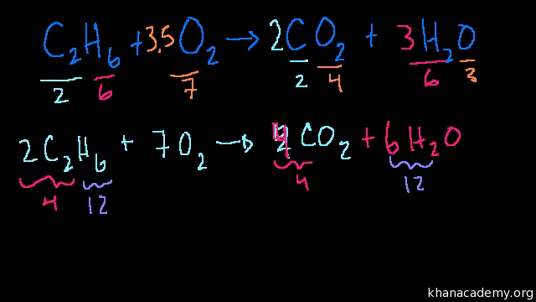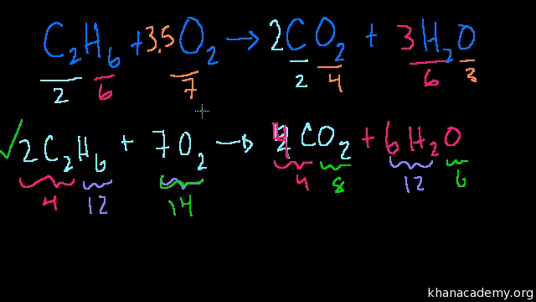How much oxygen do I have? Let me do a different color. I have 14 oxygens here. And here I have 8 oxygens, and here I have 6 times 1, 6 oxygens. So 6 plus 8 is 14. So my equation has been balanced.